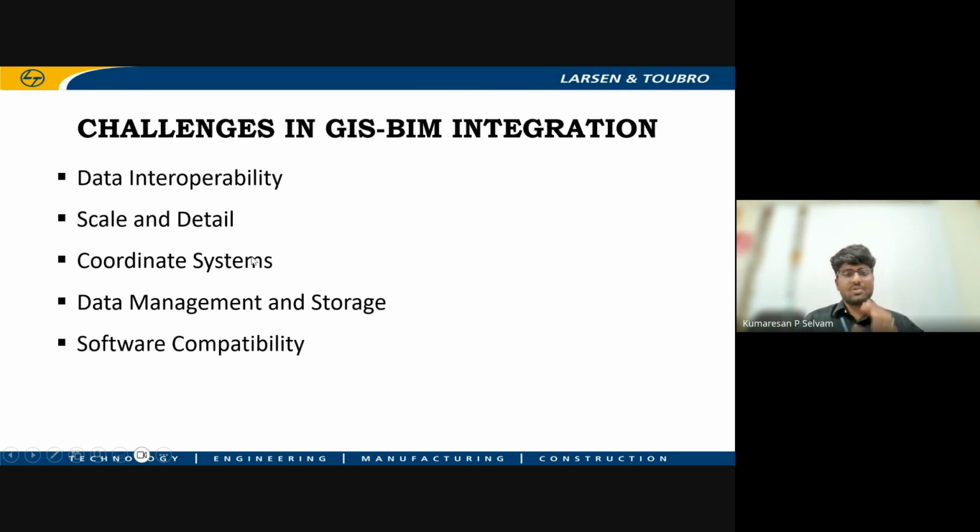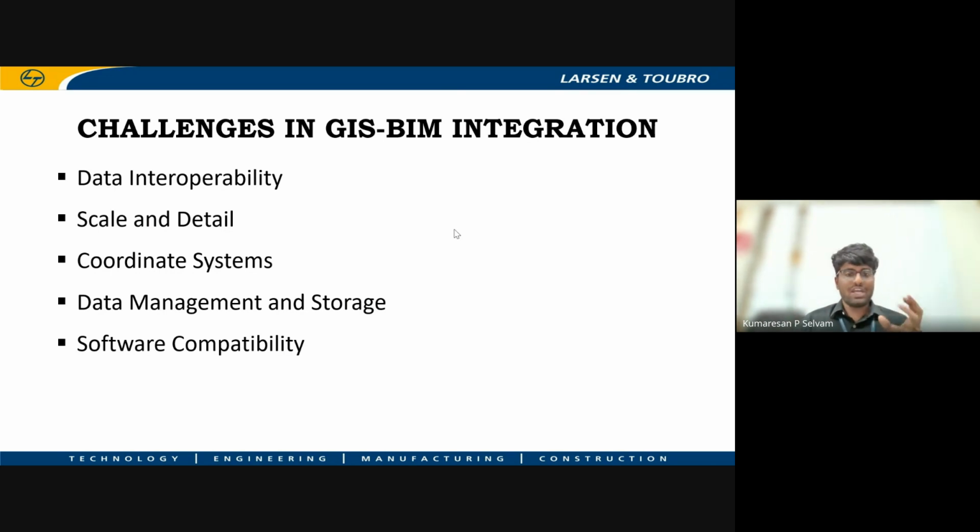And also coordinate systems. A BIM model is generally designed with project coordinates or local coordinates, but GIS is with global coordinates, with UTM levels or other global coordinate systems. So integrating both coordinate systems together will also be a challenging scenario. And data management and storage. As I told you earlier, BIM is a huge model, GIS is a huge model. Both will have a huge volume, and integrating them increases the volume.